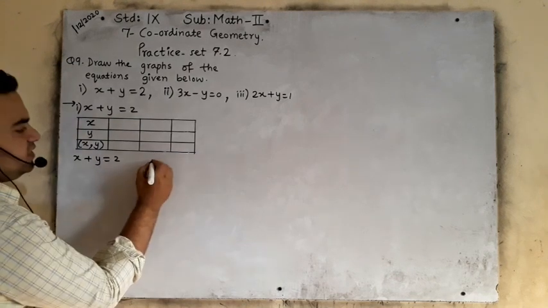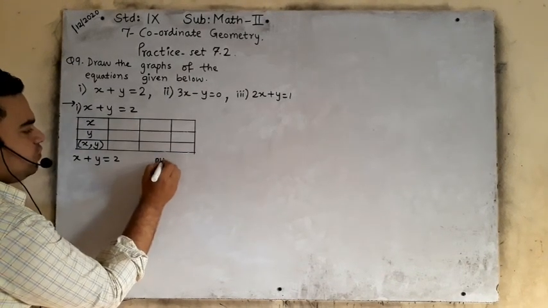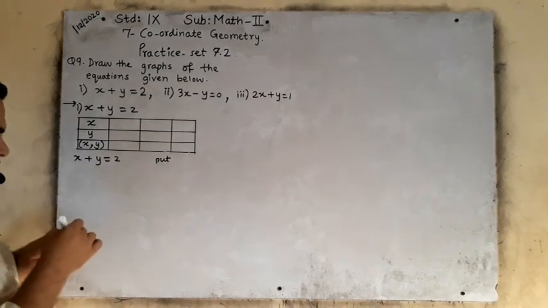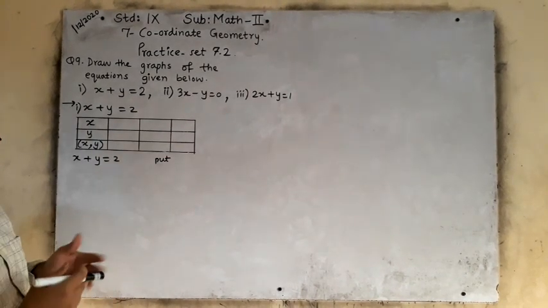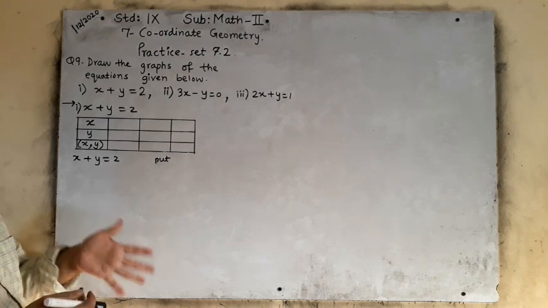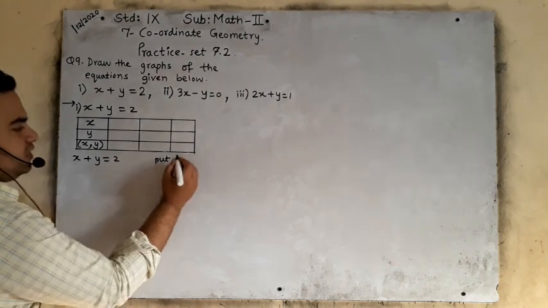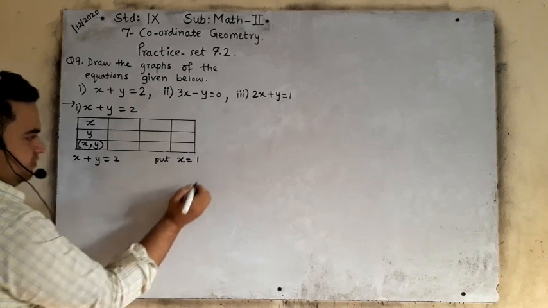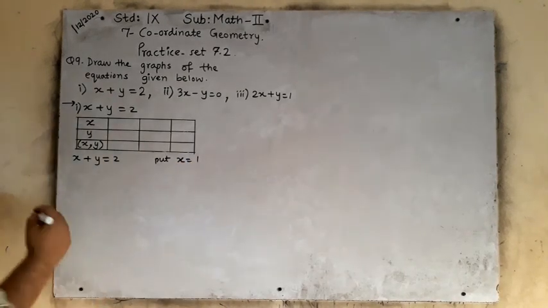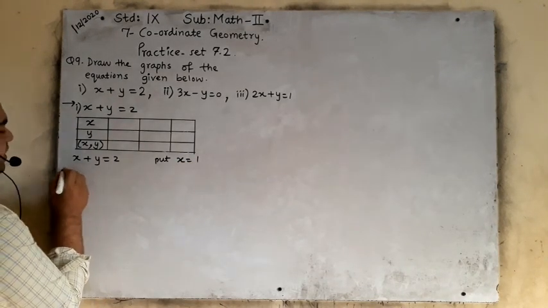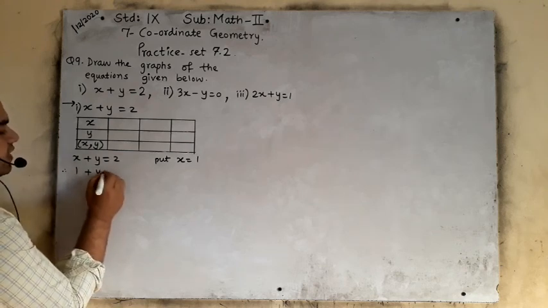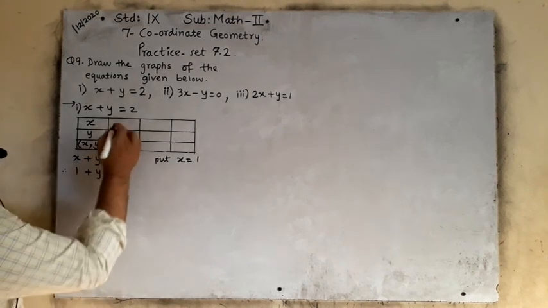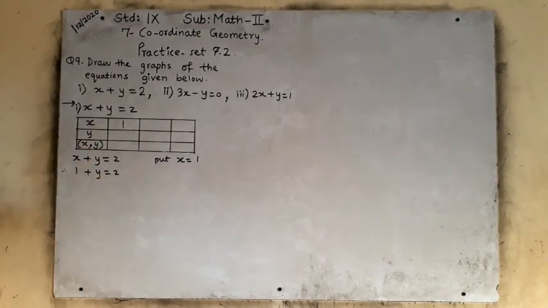Then we will consider here, put x is equals to, according to us, we will take any number, but take minimum numbers. You can take 0, 1, 2, 3, 4. So what I will take, put x is equals to 1. So at the place of x I will write 1 plus y is equals to 2, right? So x is equals to 1. You have considered x is equals to 1.